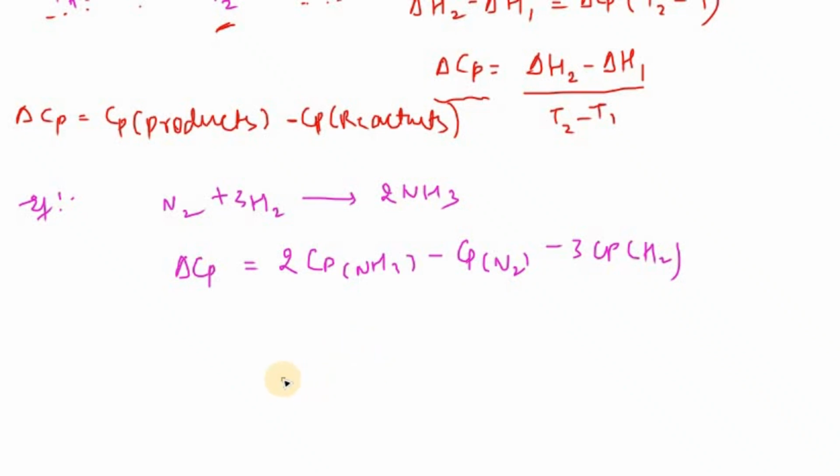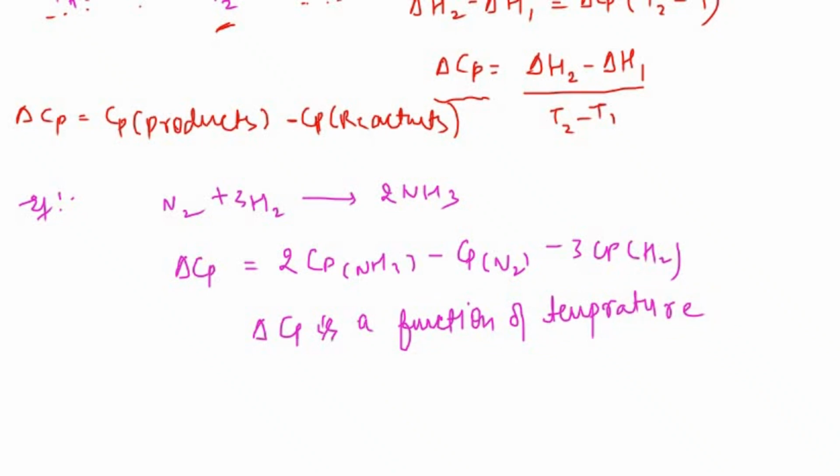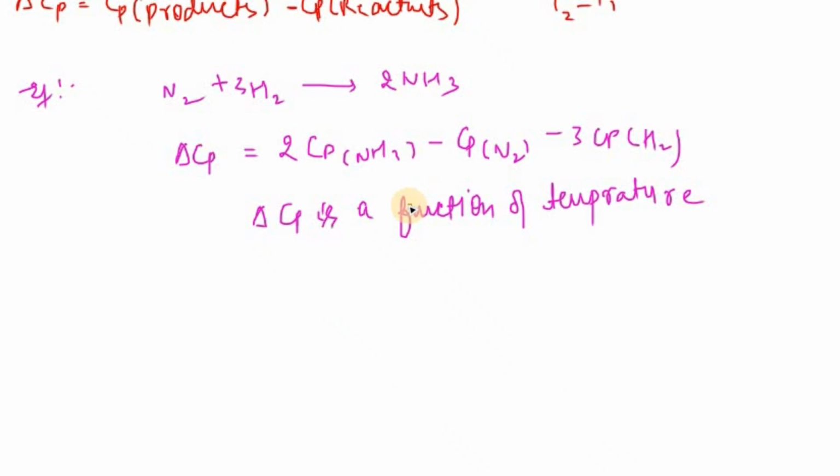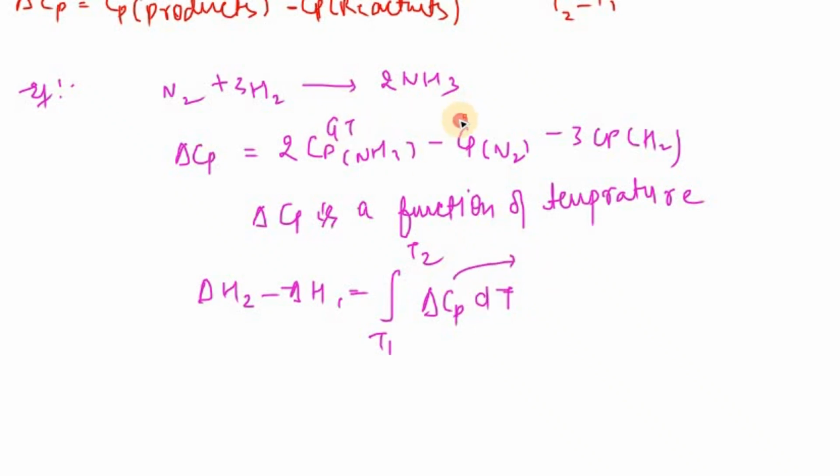Now delta Cp can be a function of temperature. Whenever delta Cp is a function of temperature, we cannot directly integrate dT. In that case delta H2 minus delta H1 will equal the integral from T1 to T2 of delta Cp dT. So that's how we calculate delta H2 minus delta H1. Like if Cp is given as A plus Bt squared plus Ct cubed, here we will be integrating by multiplying dT, the definite integral that we know.